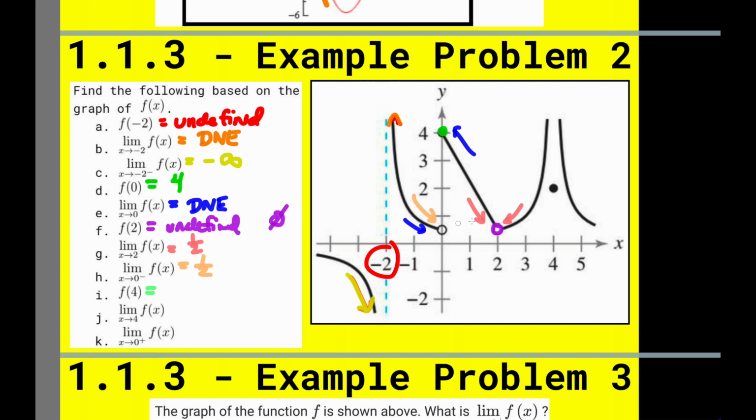F of 4, it's right here. We don't look at this because that's going to infinity. It's just the actual spot right there. That's going to be 2.